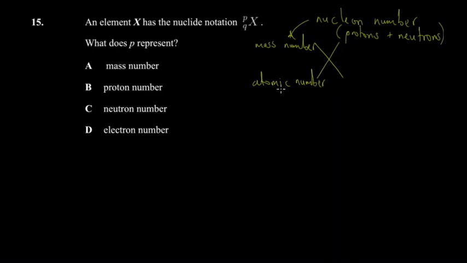And why is this called the atomic number? Because this is the identifier. So in physical chemistry, this atomic number does not change. It only changes in nuclear chemistry. In physical chemistry, this atomic number does not change.